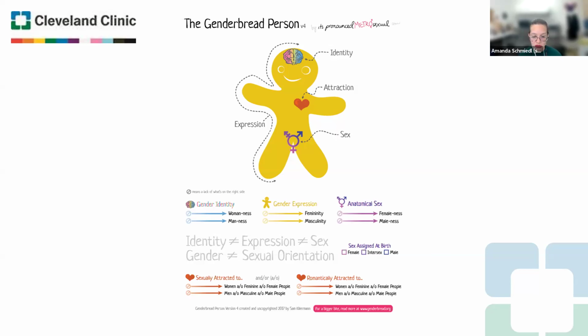So gender does not always equal sexual orientation. And as you can see, there is a scale to this, a spectrum of womanness or manness or femininity or masculinity, as well as a sexuality spectrum or a romantic spectrum in terms of women attracted to women or feminine people, and male attracted to masculine or male people, or vice versa.